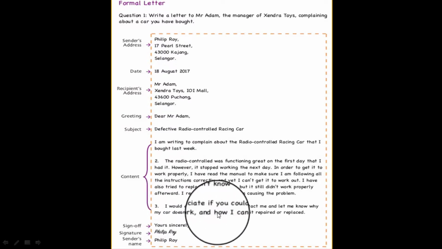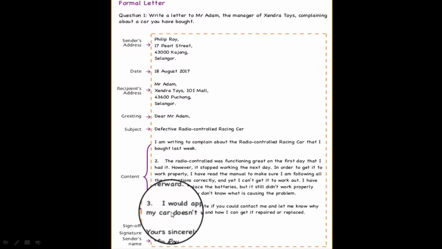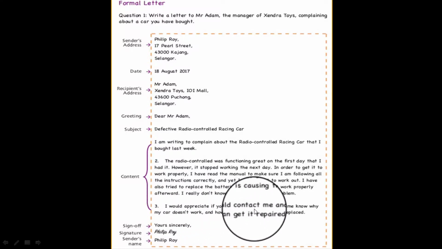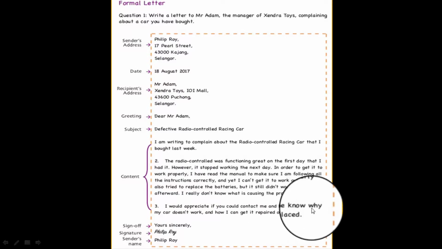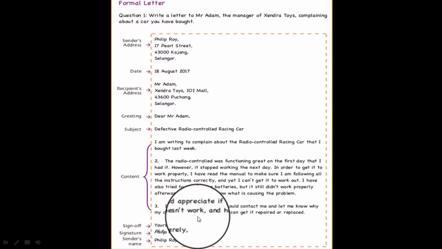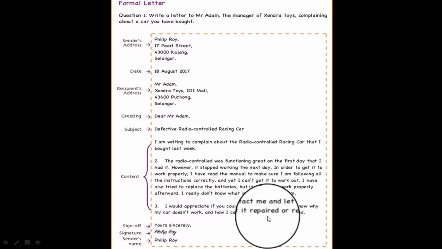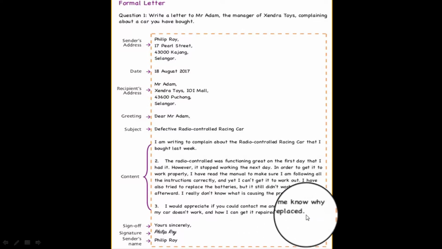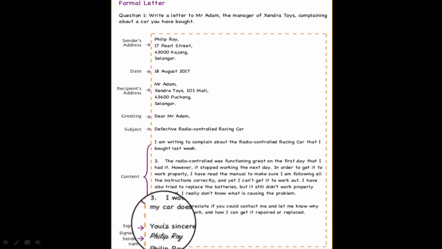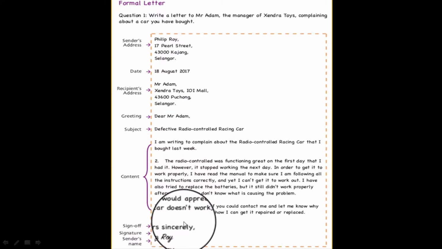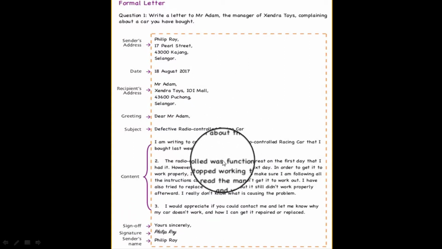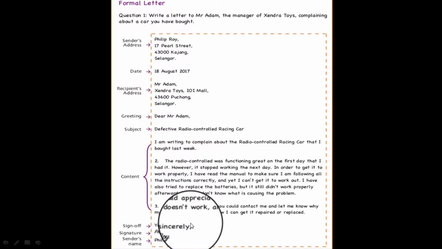And then, student, you have to give the conclusion. So what is written here? I would appreciate if you could contact me and let me know why my car doesn't work and how I can get it repaired or replaced. Alright, student, this is the thing. One thing is missing here, that I told you about, the complimentary end. Here you may write thanking you, but actually this is a complaint letter, so there is no need of writing thanking you, so you may skip that here.